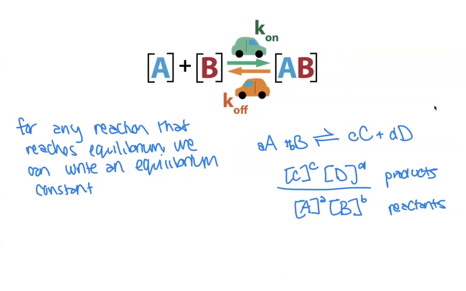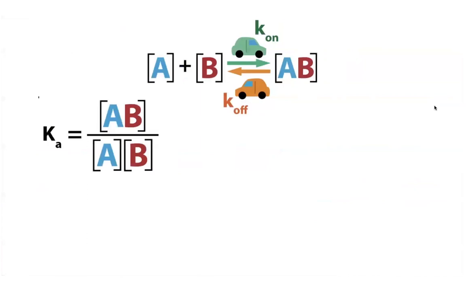Now let's think about it in terms of this reaction, of a binding. So now what we have is A plus B going to AB. If we write our equilibrium constant for this forward direction for the binding, what we get is the Ka. So this is going to be the equilibrium constant for binding.